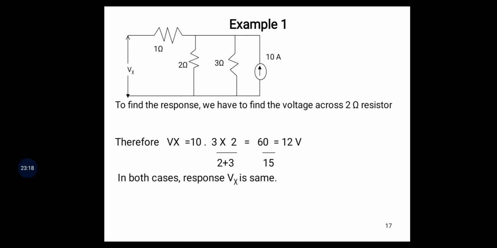Next we change the response and excitation. Then the 3 ohms resistor is replaced by a 10 ampere source, and the excitation of 10 amperes is replaced by Vx. Then Vx is equal to 10 into 3 into 2 divided by 2 plus 3, that is equal to 12 volts.